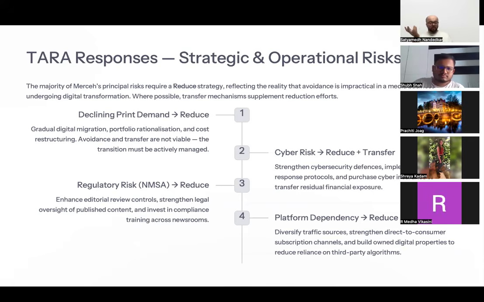Regulatory risk you will have to reduce completely by investing more in internal controls, by investing more in editorial reviews, and making sure that you are in compliance with the regulatory code. And platform dependence also is something that you should try to reduce by strengthening direct to consumer subscription channels, and build owned digital properties to reduce reliance on third party algorithms.